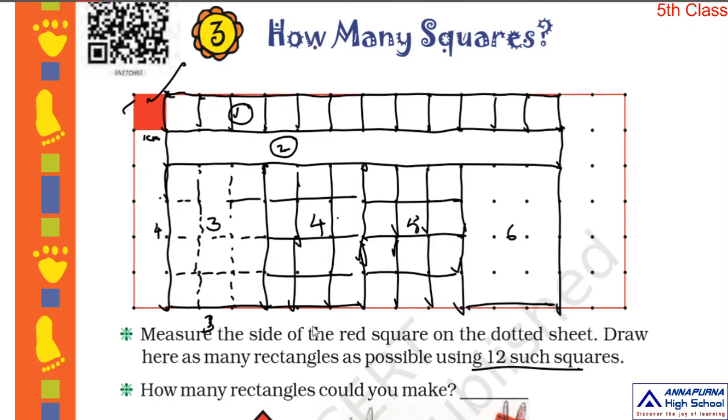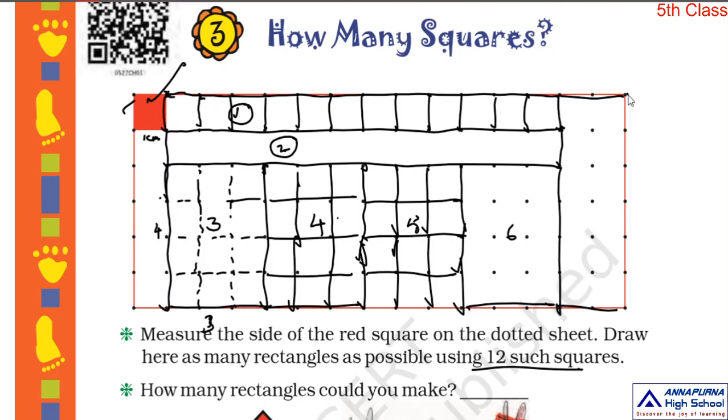How many rectangles do you find here? 1, 2, 3, 4, 5, 6. Can you find any other rectangle? Can you draw another rectangle by using 12 such squares? Here we have only 1, 2, 3, 4, 5, but by using 6. You leave it. Now you count here 1, 2, 3, 4, 5, 6, 7, 8, 9, 10, 11, 12. Now here we'll get one more rectangle.